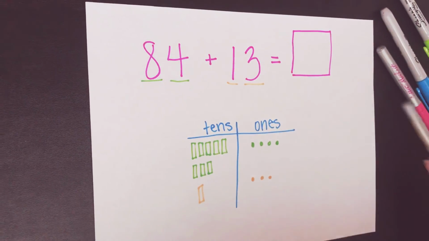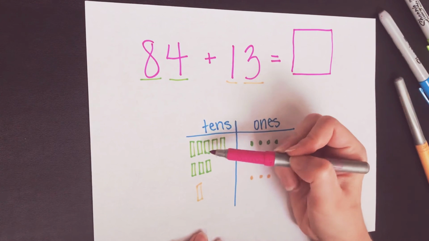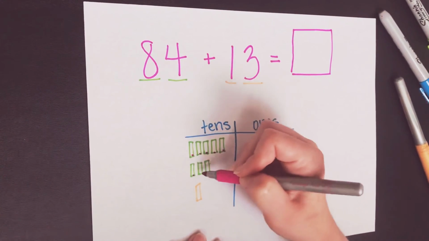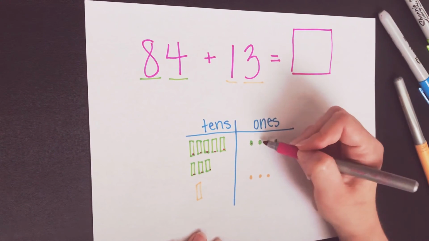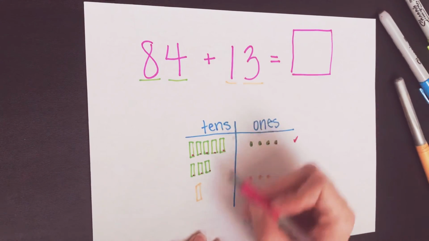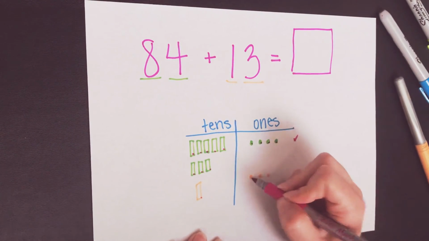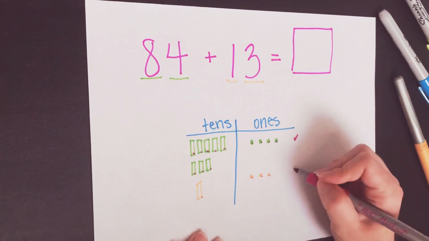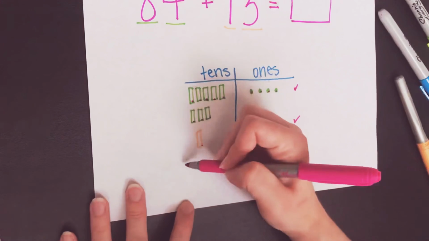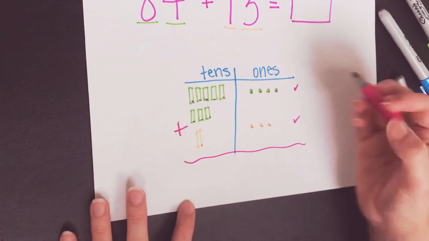Now let me go through and check and make sure that I have the proper amount. So 10, 20, 30, 40, 50, 60, 70, 80, 81, 82, 83, 84. So this one's good. Then I've got to make sure I've got 13 down here. So I've got 10, 11, 12, 13. So I'm good here. Now comes the fun part. I get to add these two together.